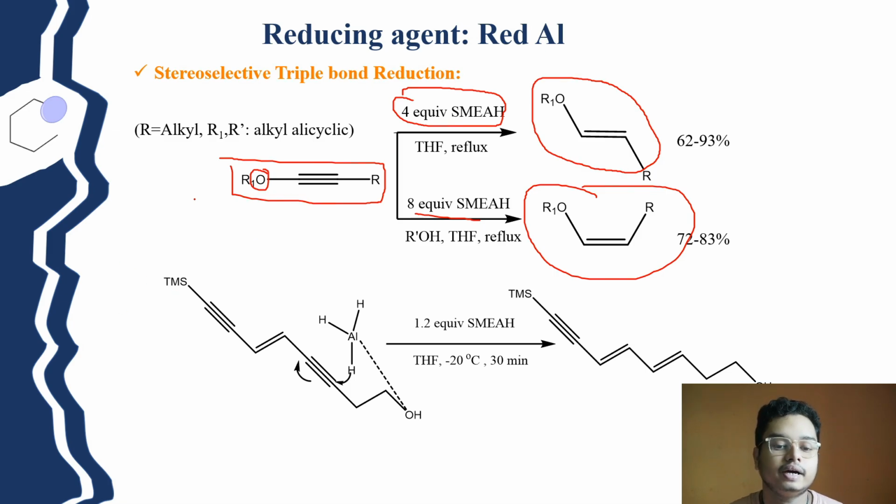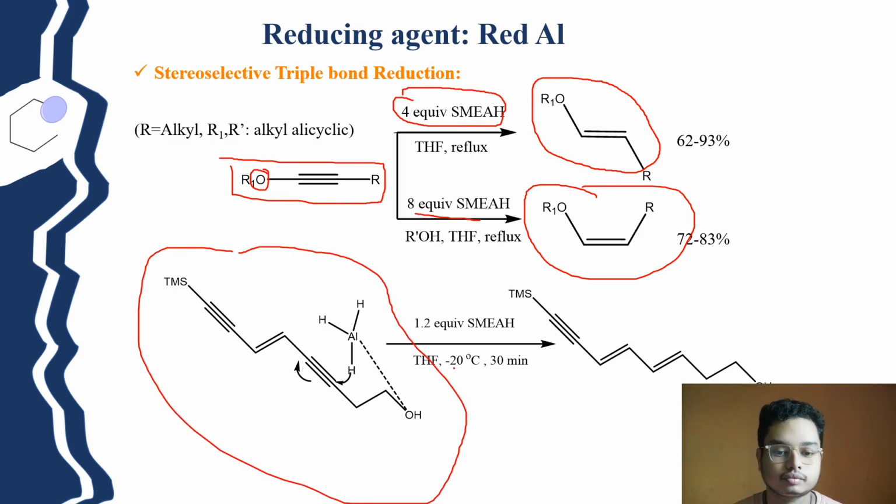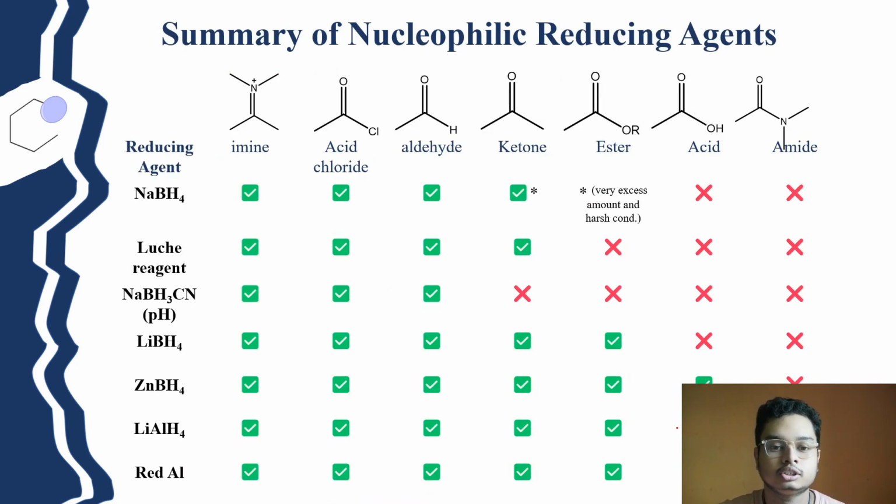For example, here you can find this particular reaction. You can see that 1.2 equivalents of SMEAH have been used. That means a lower amount, and since a lower amount of SMEAH is used, the trans product is formed. So the mechanistic pathway is that the Al chelates with this particular oxygen to direct the hydride transfer pathway, and due to this direction, the hydride is transferred from here and this particular bond goes up, giving our trans product over cis.